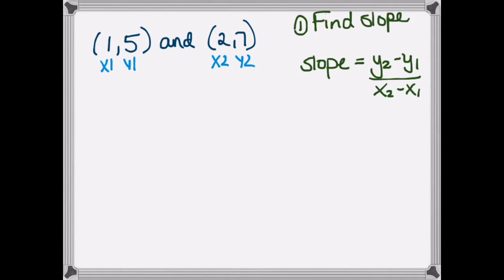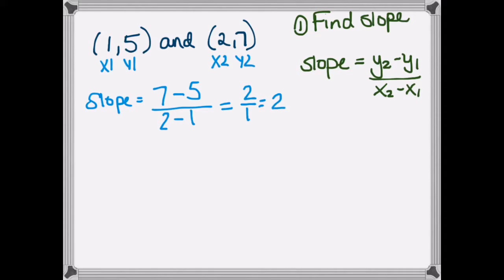So let's take a look now. Slope's going to equal y2, which is 7, minus y1, which is 5, over x2, which is 2, minus x1, which is 1. So from here, I just need to simplify. So 7 minus 5 is 2, over 2 minus 1 is 1. So I know my slope is equal to 2.